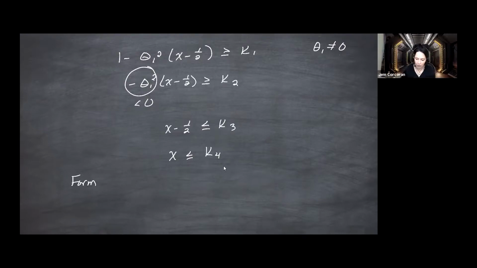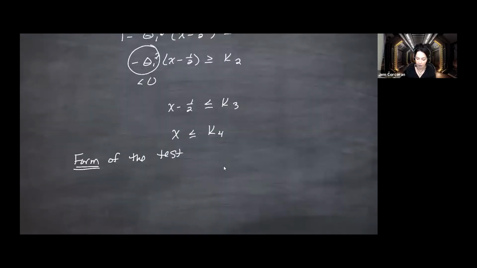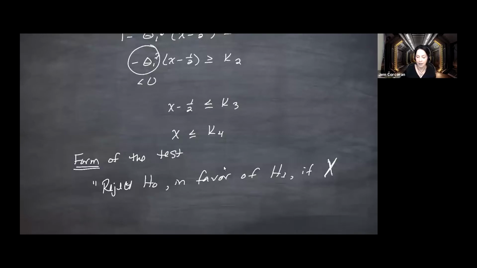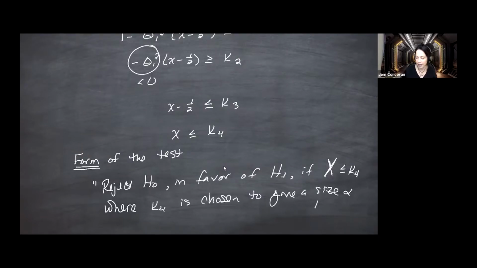Okay, but watch out for the form of the test. I will write this bold and underlined, and this just means to stop with this statement, which is reject the null hypothesis in favor of the alternative if our single x in the sample, so if it helps, call it x1, but I'm just calling it x, is less than or equal to k4, where k4 is chosen to give a size alpha test. That's the form of the test. And so if you're asked for the form, you are done.